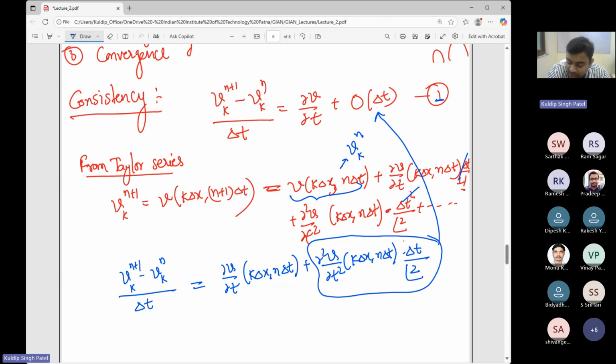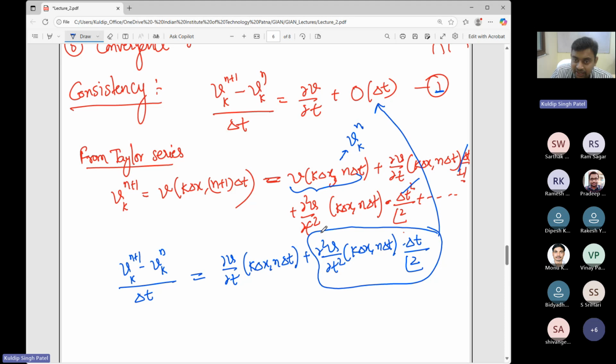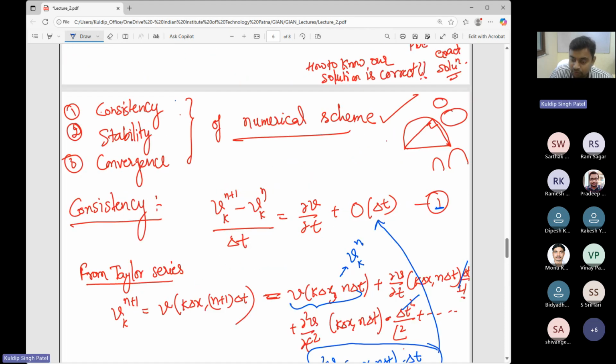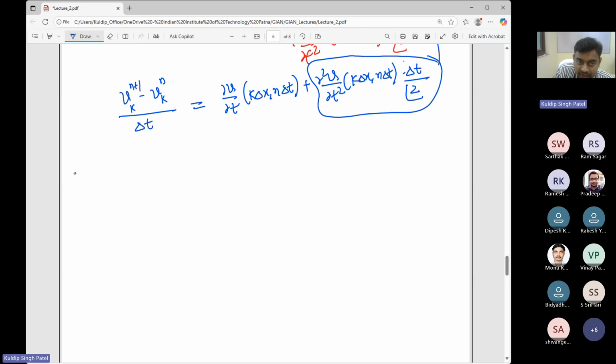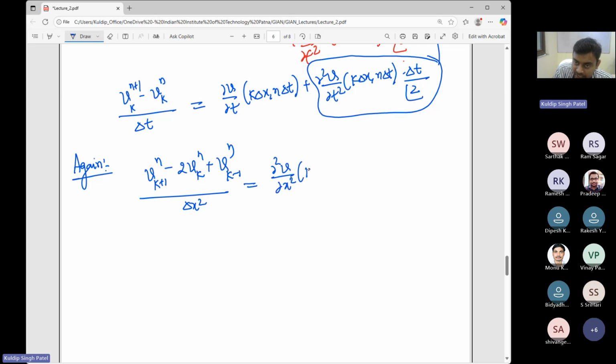Okay, so let me give 2 more minutes and then you will realize what consistency is. In a similar way, what we wrote for del V by del t, now we have to write for del 2 V by del x square also. So again, V_(k+1)^n minus 2 V_k^n plus V_(k-1)^n upon delta x square is nothing but del 2 V by del x square at (k delta x, n delta t) plus order of delta x square. That means if you expand the left-hand side using Taylor series expansion, it is not that difficult. You can do it easily.